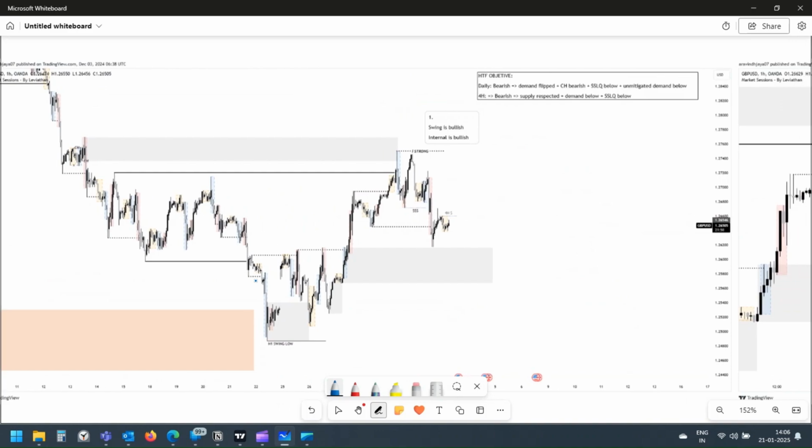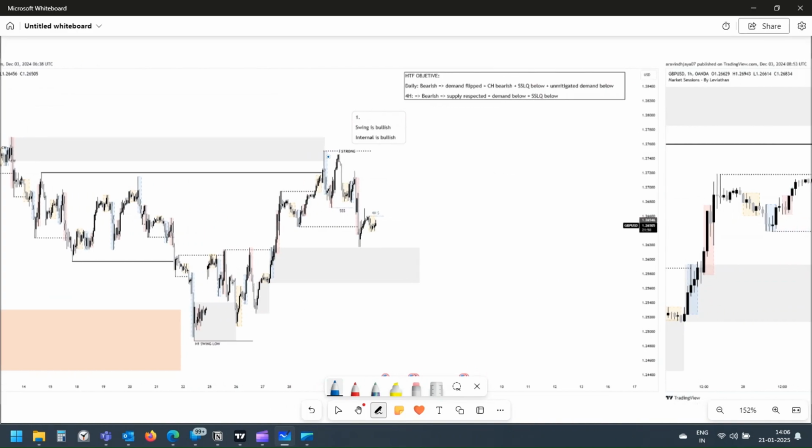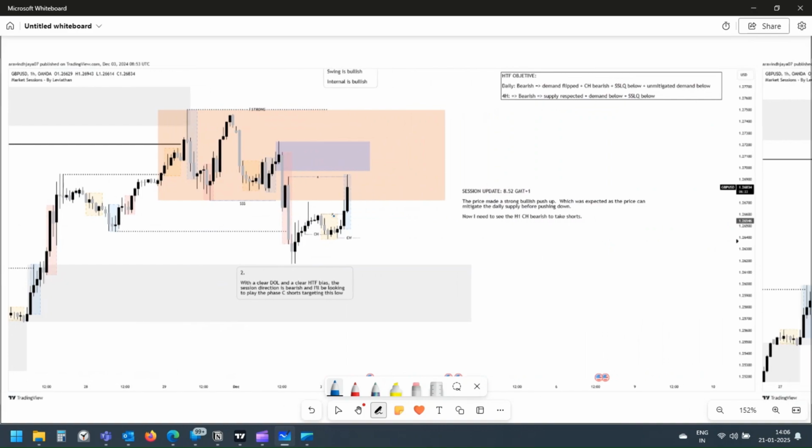So zooming in into the H1 chart, the swing structure is bullish, internal is bearish, price has mitigated into the 4-hour supply, which means the phase D shorts. This is actually phase C shorts because price had made a bearish IBOS. So at 8:52, price had taken out this buy side liquidity and almost mitigated into this H1 supply. So now I can look for shorts because the fractal structure is still bearish.